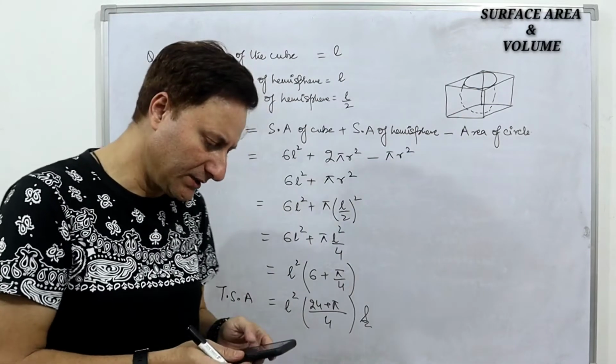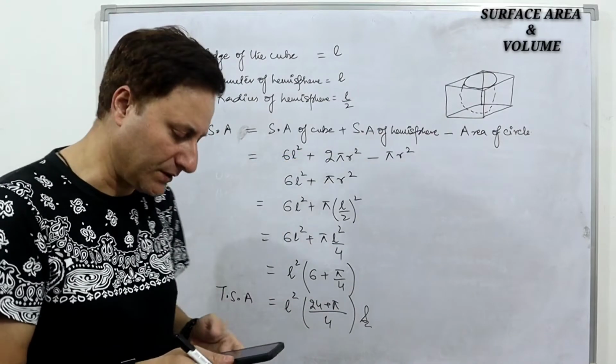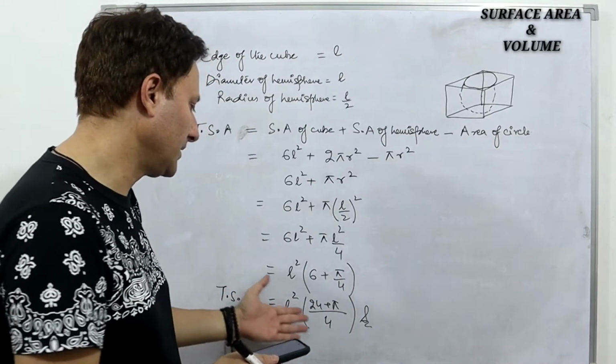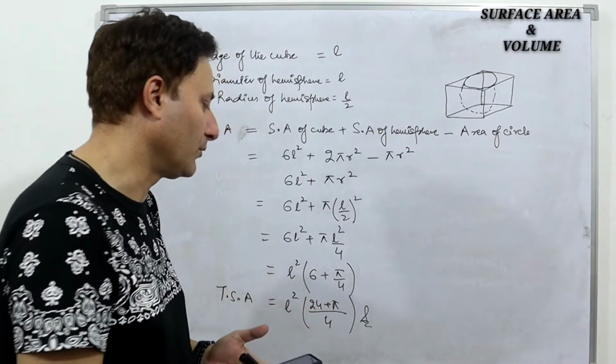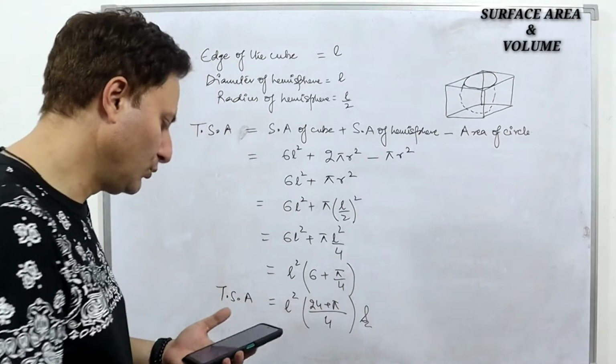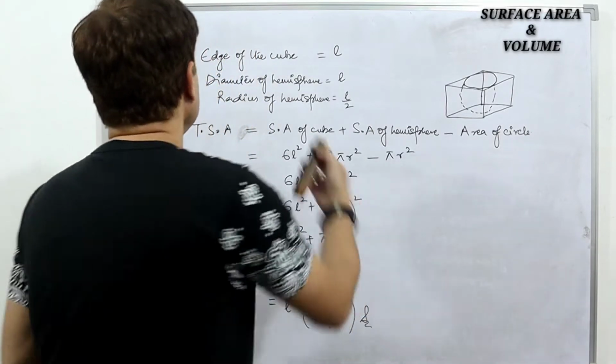So that's what was asked. It was saying determine the surface area of the remaining solid. So that is the surface area of the remaining solid: 1 upon 4, or you can say L square times 24 plus pi upon 4. That is the answer. Is that clear? Perfect, guys. So let's move to the next question, and I'll just rub this off.